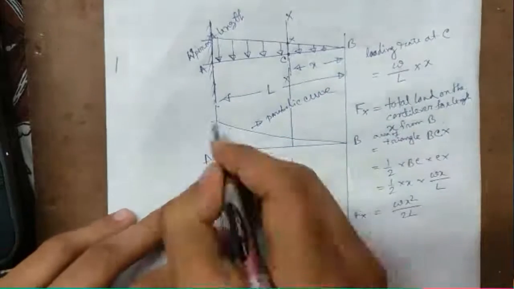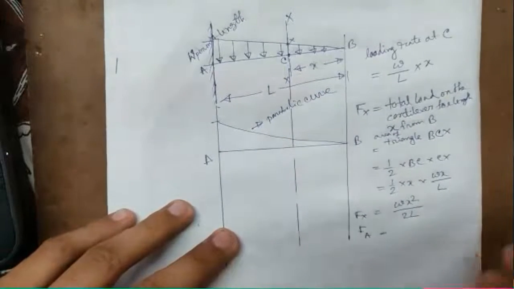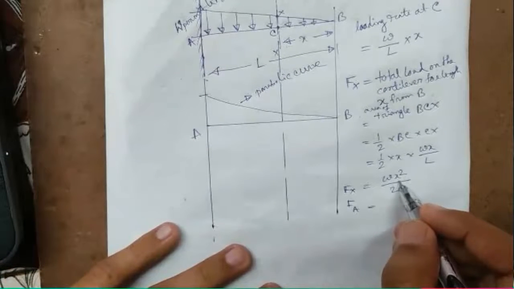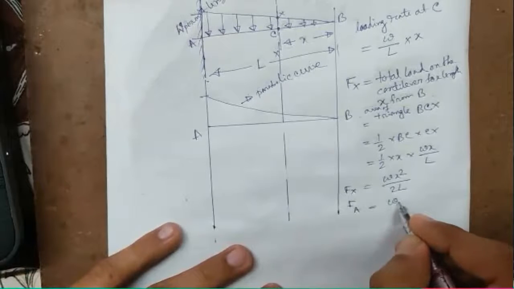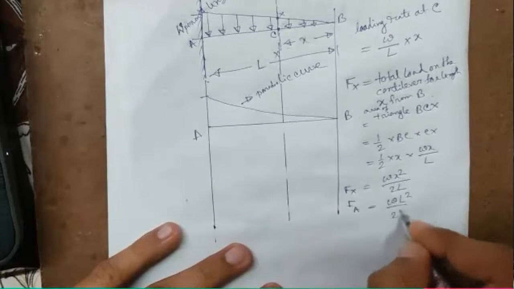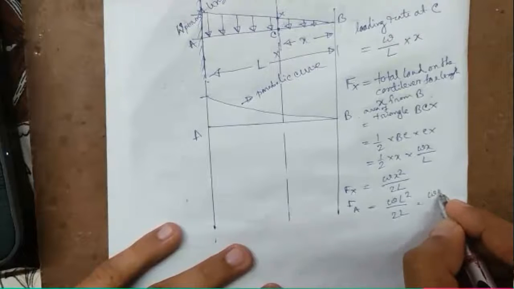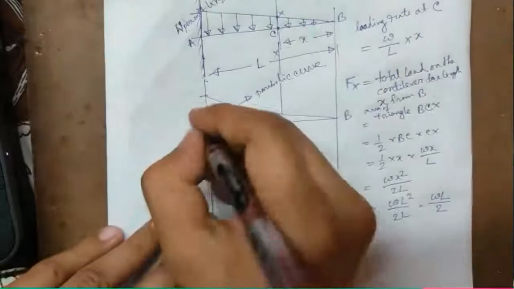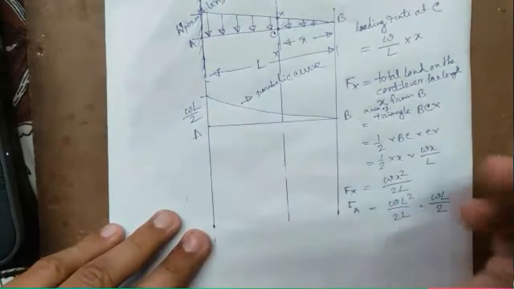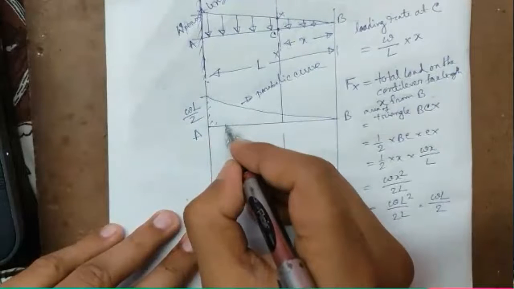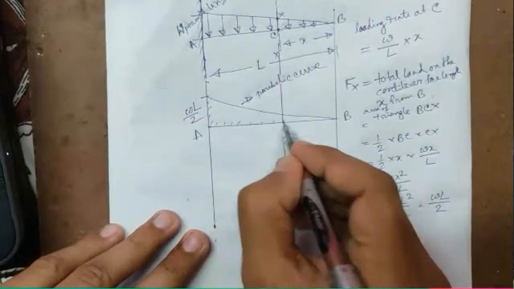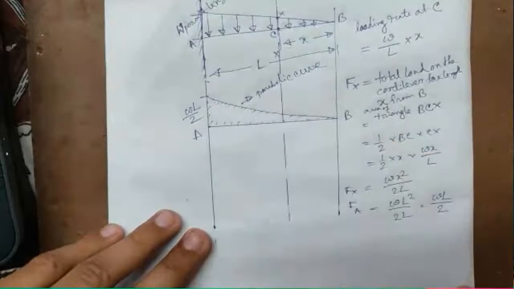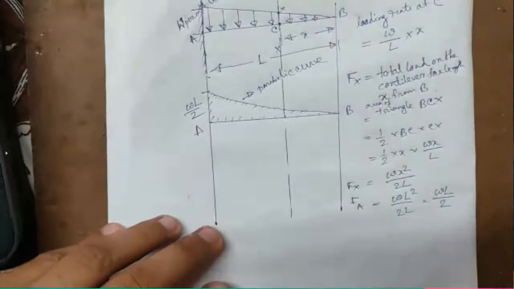And at A the shear force will be, we will put capital L in place of x. So small w into L square by 2L, that will be small w into capital L by 2. So here it will be this. So if you draw the shear force diagram, it will look like this.